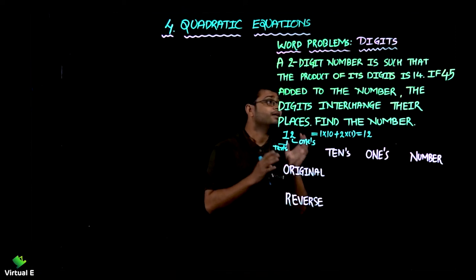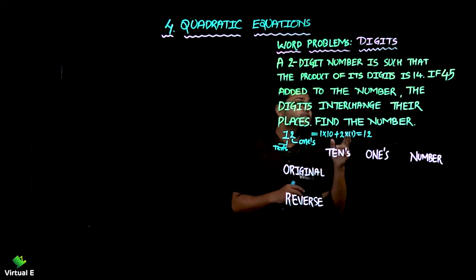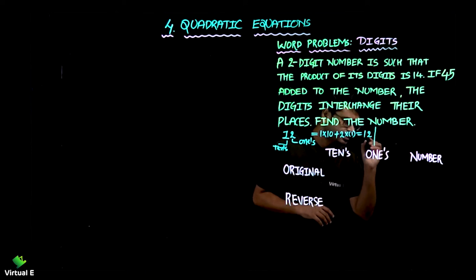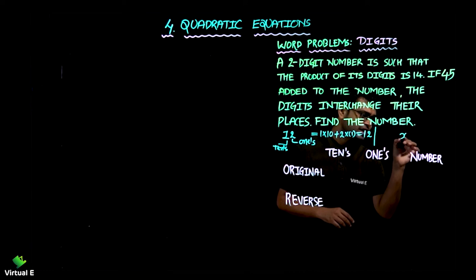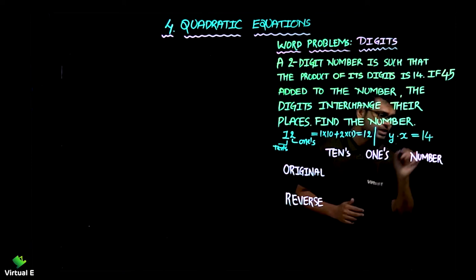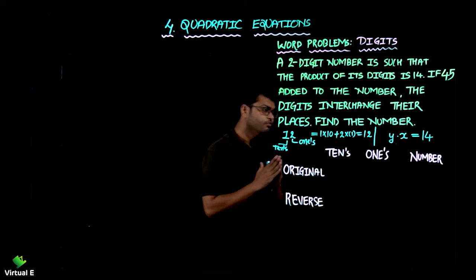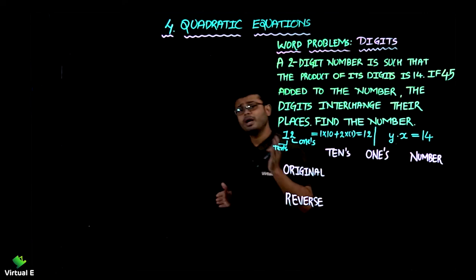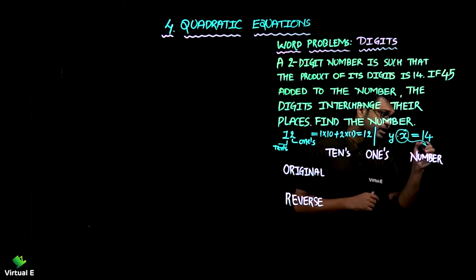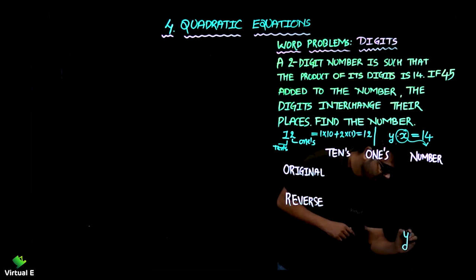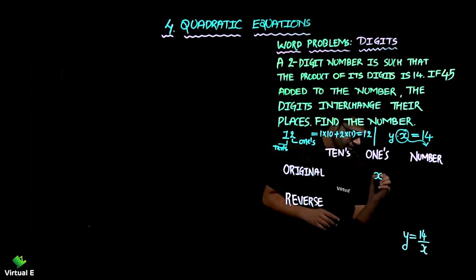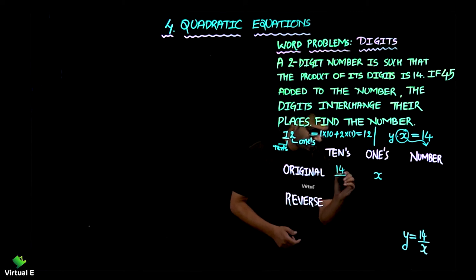We are getting an idea of what our number should be. Easy. So let's assume I take ones place as x and tens place as y. So can I write y into x is equal to 14? Simple, right? y into x is equal to 14. Suppose I want to eliminate the variable y, then how shall I do it? I will shift x into the denominator. So it will become y is equal to 14 over x. So if I take my ones place as x, what is my tens place? That is 14 over x.